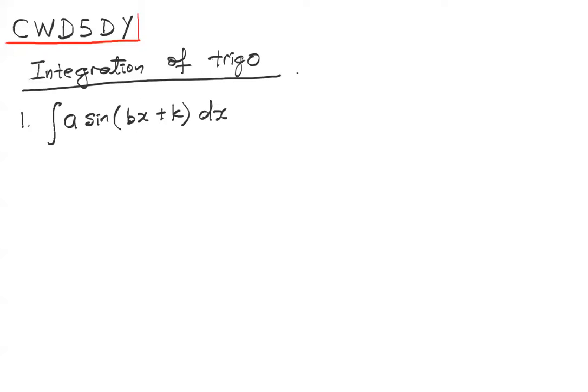Okay, so the answer will be negative A. Integrate sin, you got negative cos. Then the angle, write down. Angle must be linear form, yes. Then divide by the coefficient of x plus c. Got it? So remember this. Second formula.